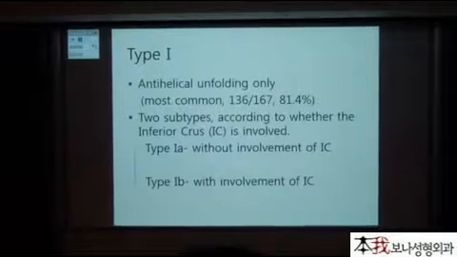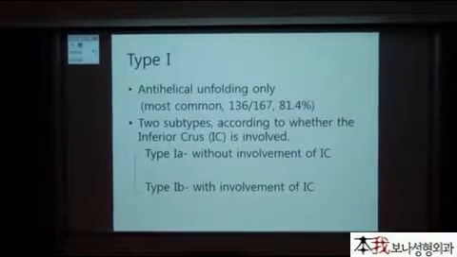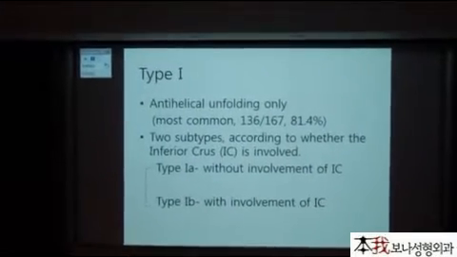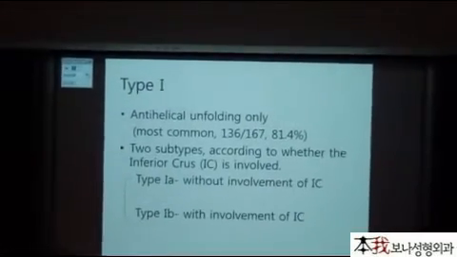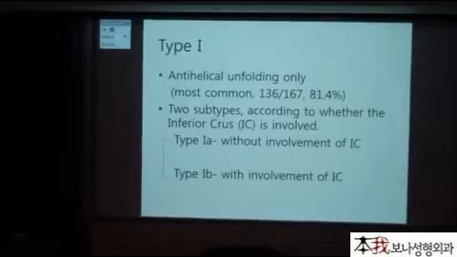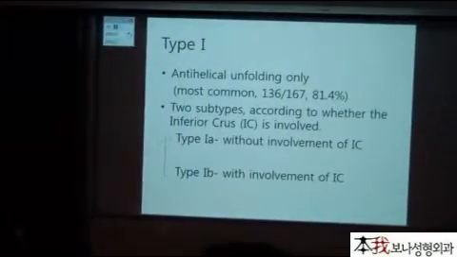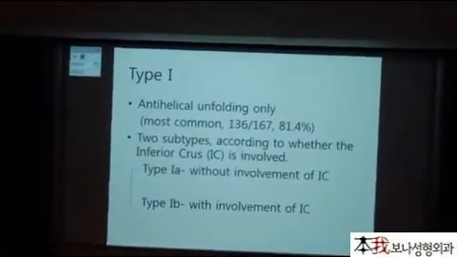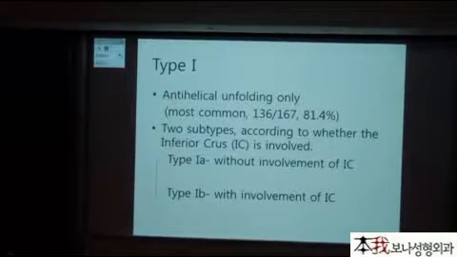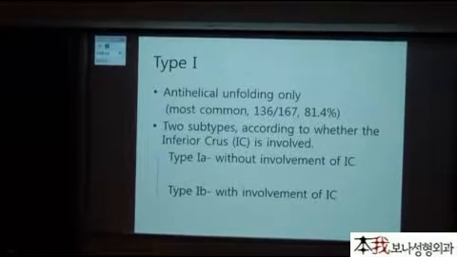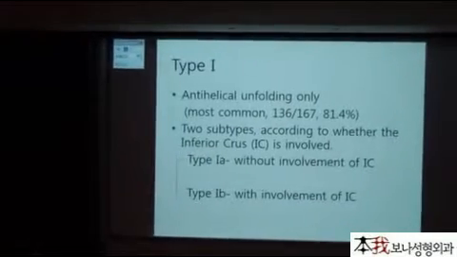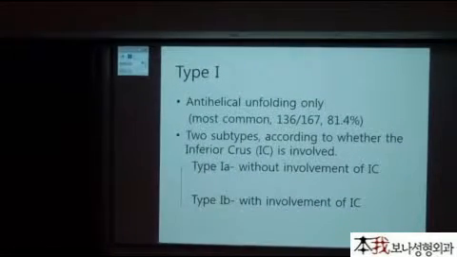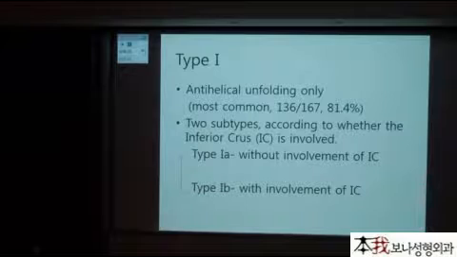Type 1 is prominent ears with anthelix unfolding only. It is the most common type, 136 cases, 81.4%. It was divided into two subtypes according to whether the inferior crus is involved. Type 1A is without involvement of the inferior crus. In contrast, type 1B involves the inferior crus.